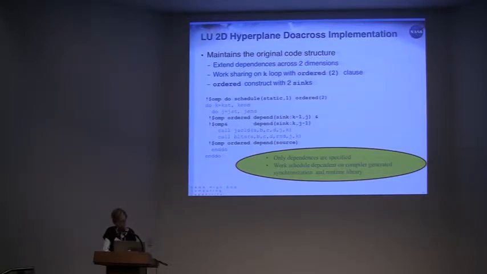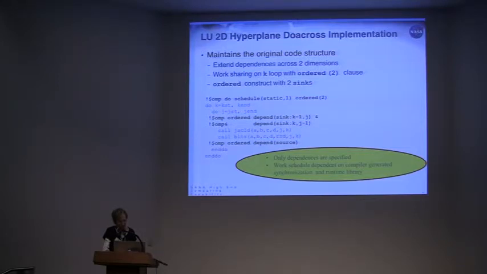So you only specify dependencies. We call that the two-dimensional hyperplane. I think the name comes from because you have basically two indices involved in the manual version as well as in the Doacross version. So it's not really that the hyperplane goes through two dimensions. It's that two indices are involved.